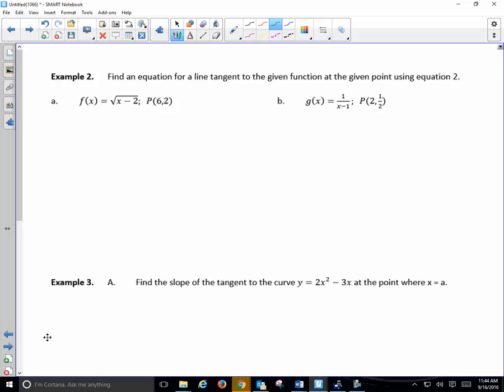Okay, here we go. We're going to do another one. Find the equation for the line tangent to the function at the given point using equation 2. So I have my point on my line. Let me find the slope. Slope is equal to the limit as x goes to 6 of the square root of x minus 2, minus 2, all over x minus 6.